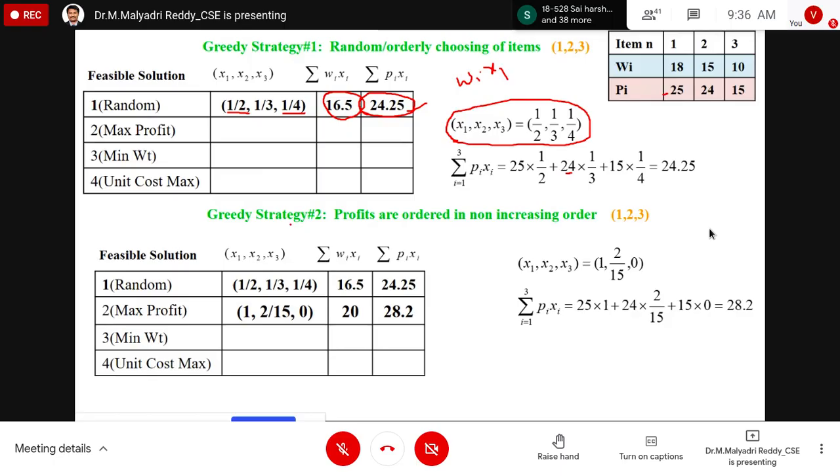By using the second strategy, which depends on the maximum profit method, I choose the vector 1, 2/15, 0. When I substitute this value, I will get 28.2 as the maximum profit. We get that by substituting these values. P1 is 25, X1 is 1. This is the vector value. And the X2 value will be substituted like this. This is the second feasible solution.